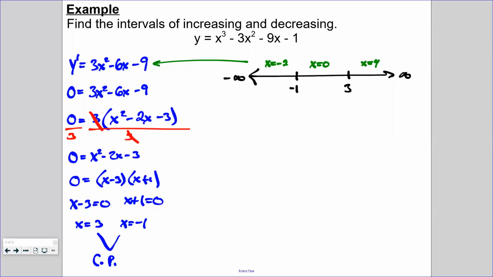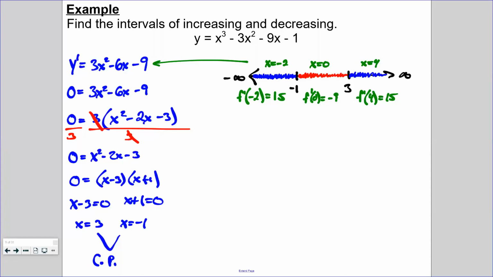All right, so I'm using the table feature in my calculator. -2, 0, 4. So f prime of -2 is going to be 15. f prime of 0 is going to be -9. And then f prime of 4 is equal to 15. So therefore, our first interval is increasing. Our second interval is decreasing. And our third interval is increasing.